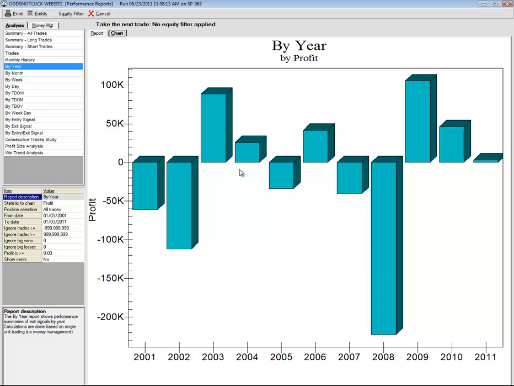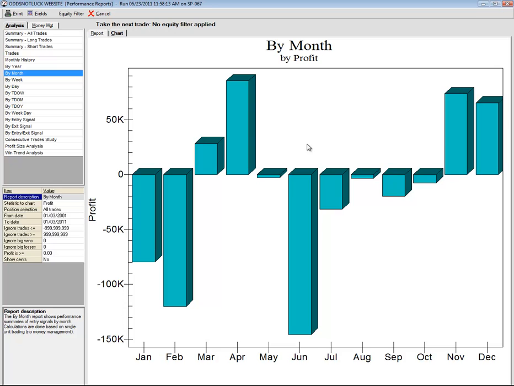Another thing we can look at is how it performed by month. There's a saying on Wall Street, sell in May and go away, right? If you look at May and then you look at June, June's our biggest loser. Maybe there's some truth to that. I don't know, but it's definitely interesting, and you can start to look at different things.